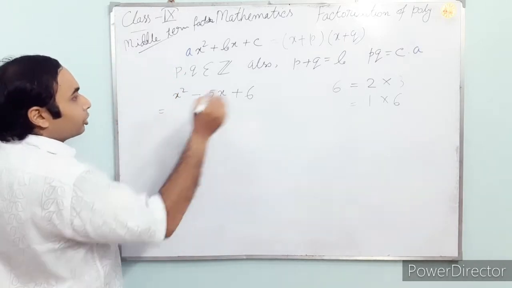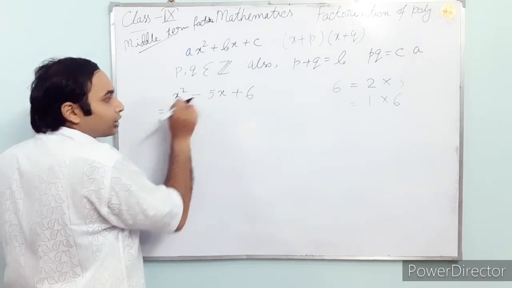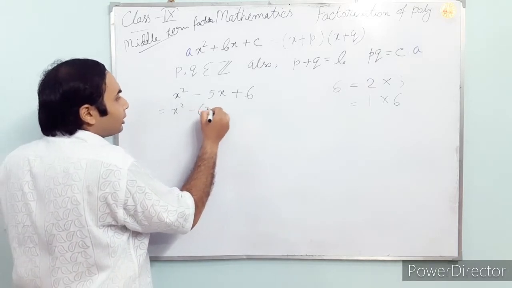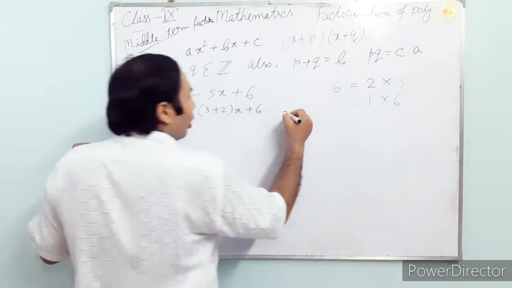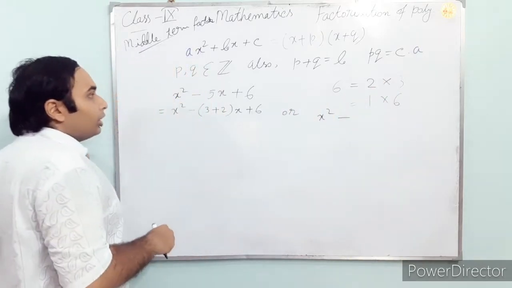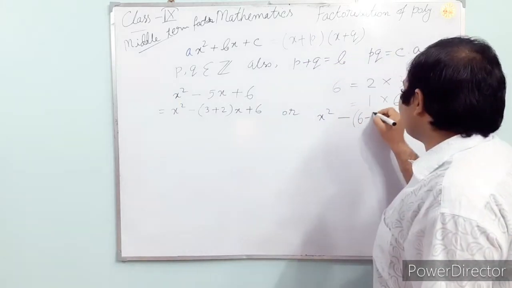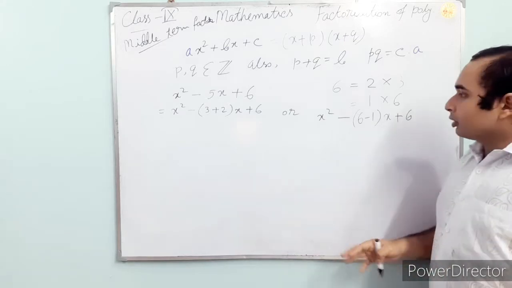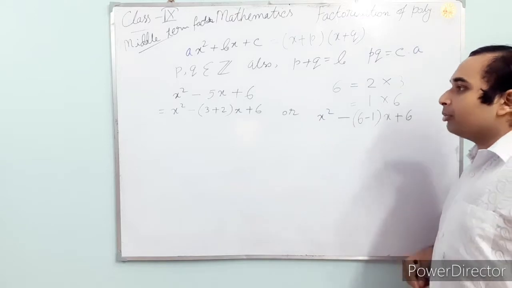So I am writing those to apply that one. Here minus 5 is there, so minus 2 and minus 3 will come. I am writing like that, 3 plus 2, x plus 6, or I am writing x square minus, so here 6 and 1 is there, here minus 5 is there, so we can write this as 6 minus 1, x plus 6. So both the options we have done. Let us see which one is coming correctly.